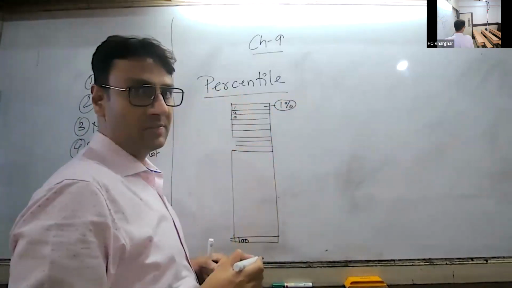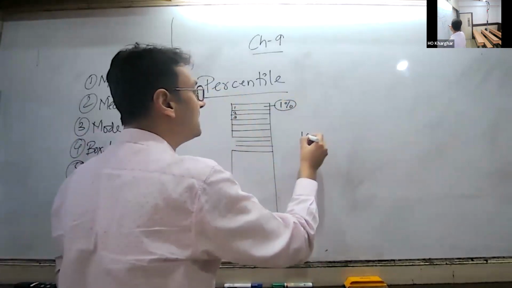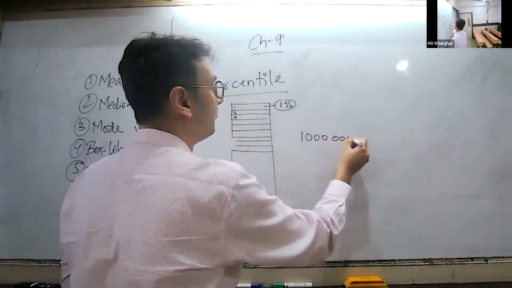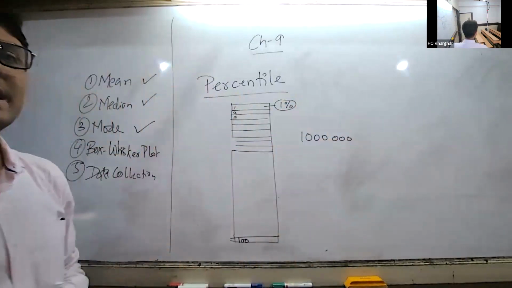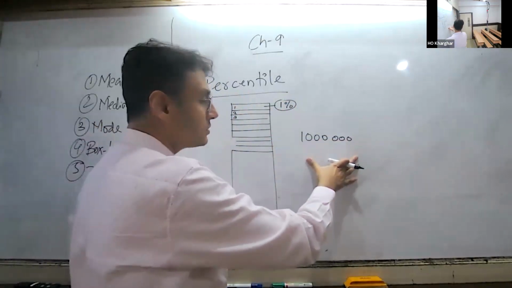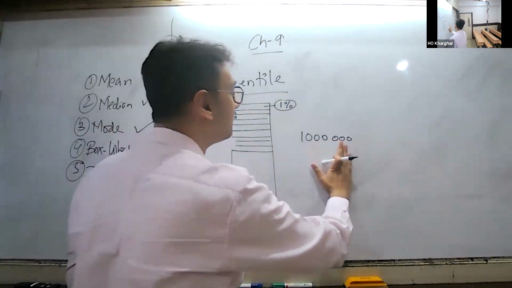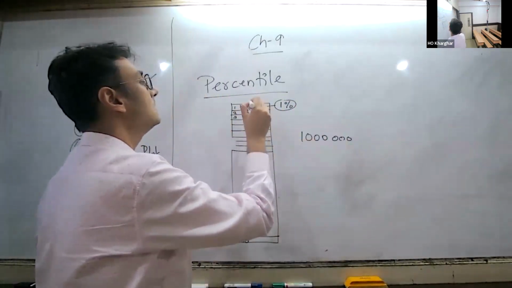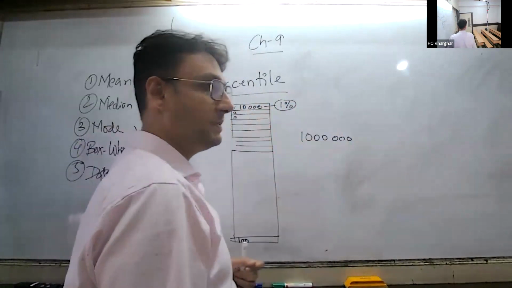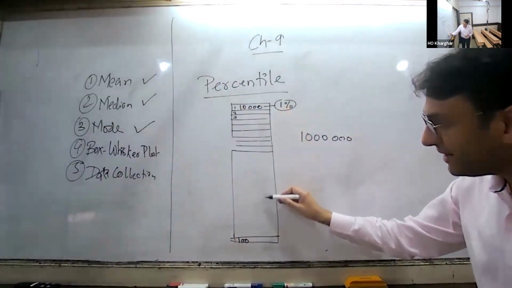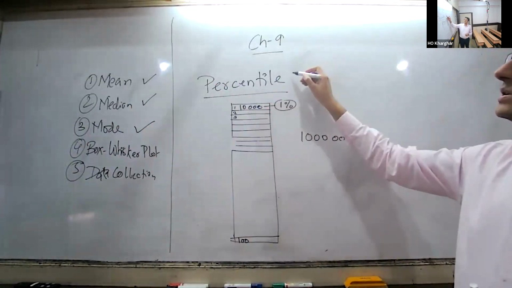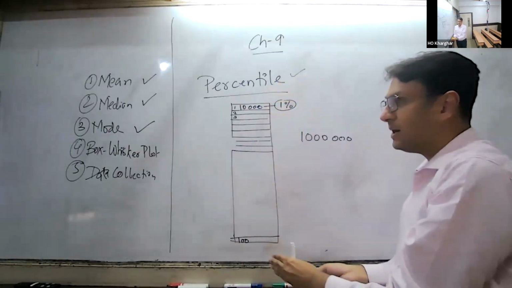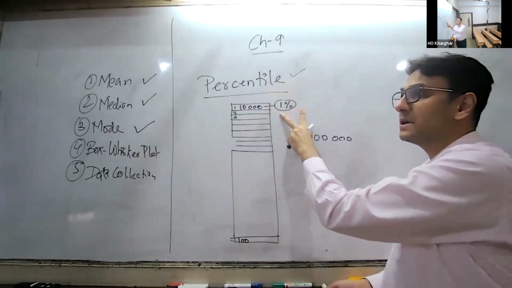So if there are, let's say, 1 million test takers, and I say 1%, it would mean 10,000. So each part has 10,000 participants. I've divided into 100 equal parts. So this is the concept of percentile, where a given thing is divided into 100 parts, where each part contains 1% of the data.